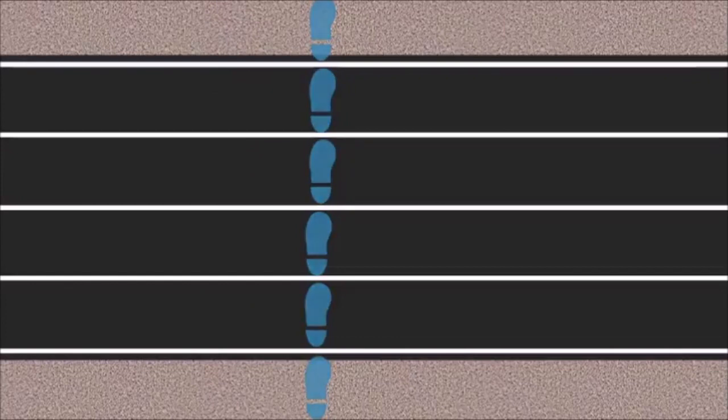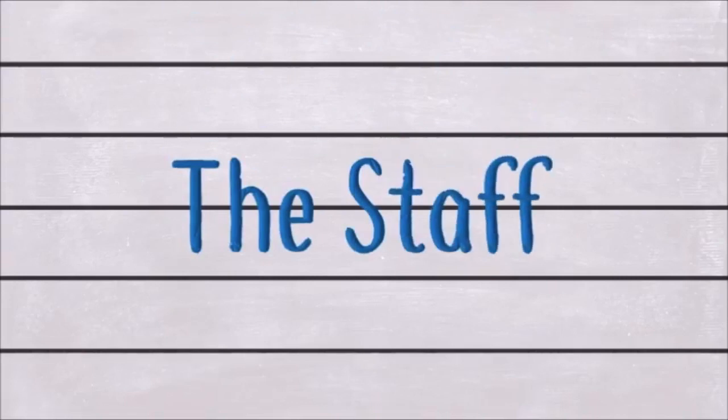Now, we don't write music on roads very often. Usually we do it on white paper with black lines. So here are the lines that we write music on, and we call this a staff. Also in music, we don't usually stand on the lines, but instead we draw notes. Notes can be filled in, or they can be empty.